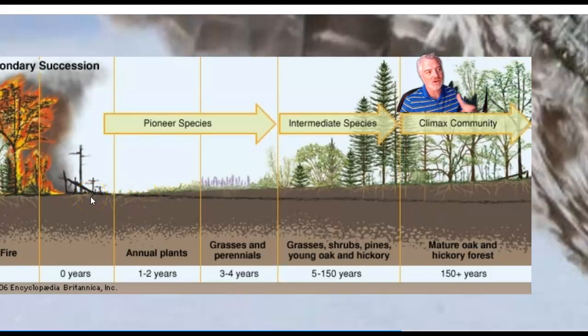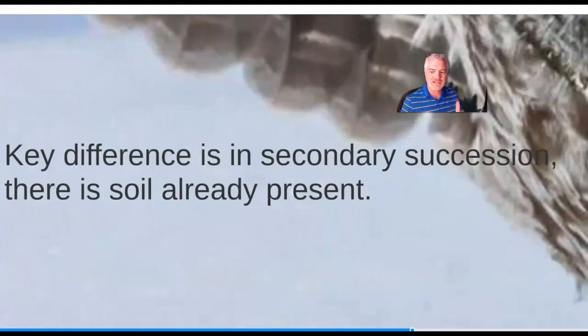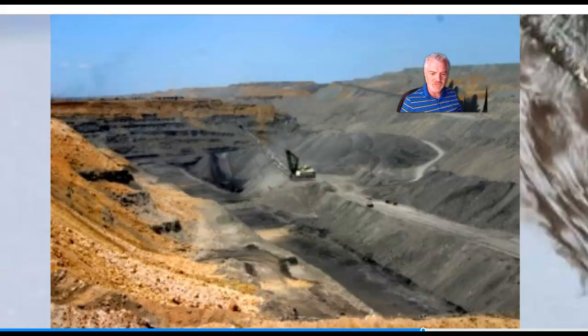So you don't have those years of building up soil with secondary succession. So it's going to occur much faster here. You'll notice in 1 to 2 years you get some small annual plants and weeds, grasses, and perennials maybe after 3 or 4 years, small shrubs and small trees from 5 to 150 years, and then at 150 plus years you're back to that climax community. So again, the key to secondary succession that makes it different than primary is that there's already soil present.